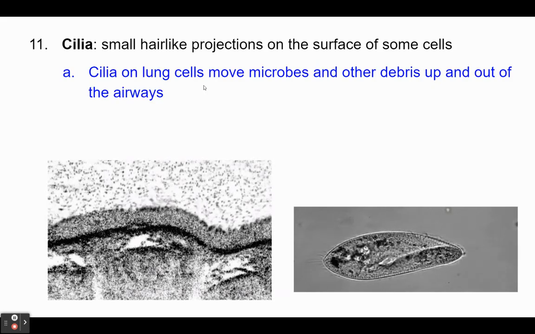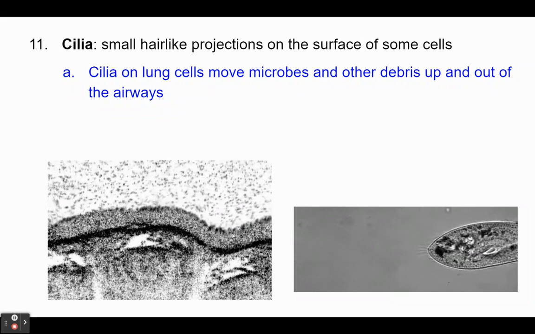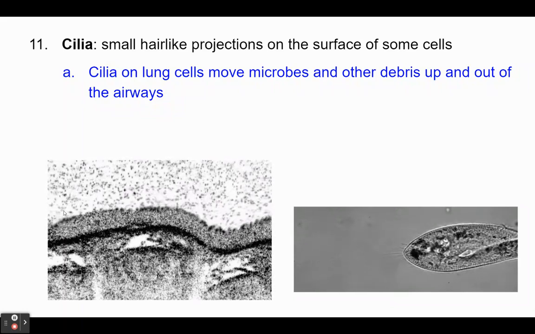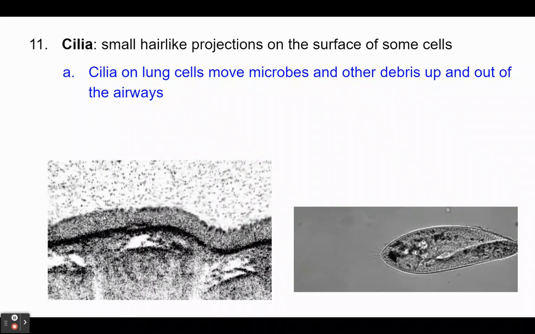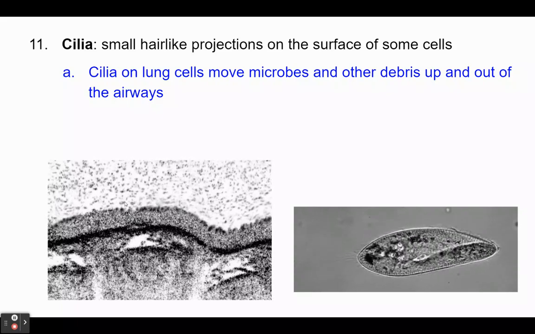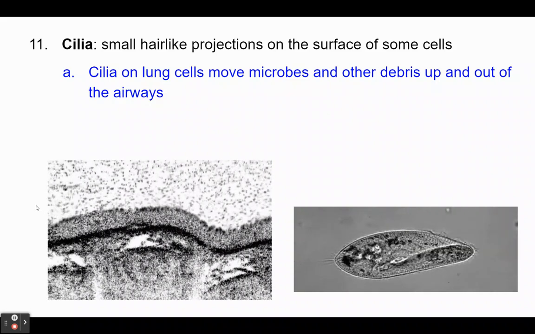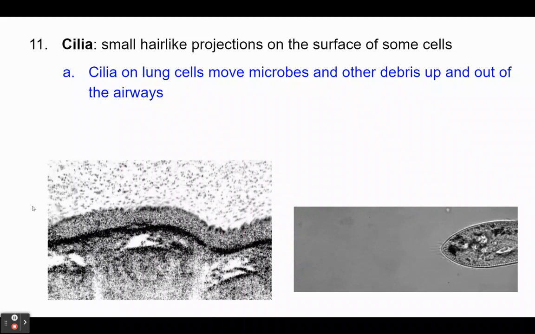Cilia on lung cells move microbes and other debris up and out of the airways. You can actually see that happening right here. Notice how there's a flow going this way over this cell structure. These are many, many cells closely packed together with little tiny cilia at the top. Those cilia are brushing things this way to the left, and you can see that the movement of stuff is moving towards the left as it's pushed, clearing stuff out of, in this case, airways.